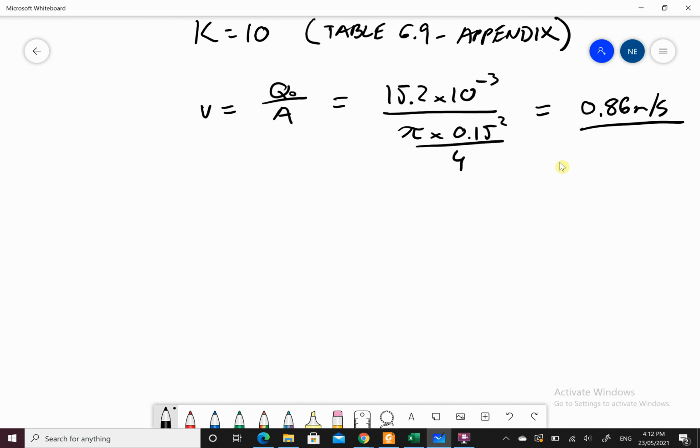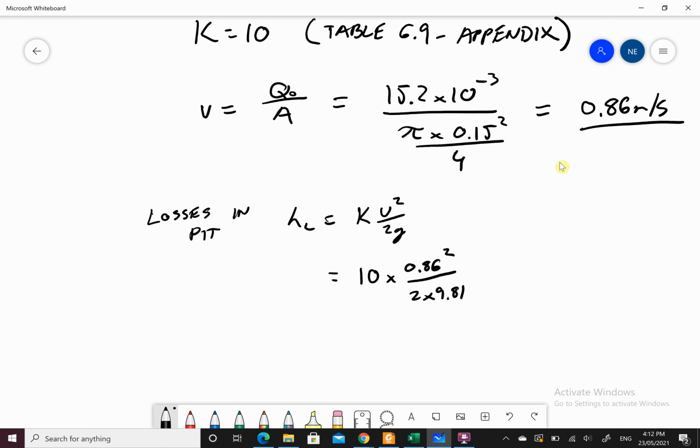So my shock loss in my pit, or my losses in my pit, HL is equal to, like I said before, KV squared on 2G, which is equal to 10 by 0.86 squared divided by 2 times 9.81, and that should give you 0.377 meters.